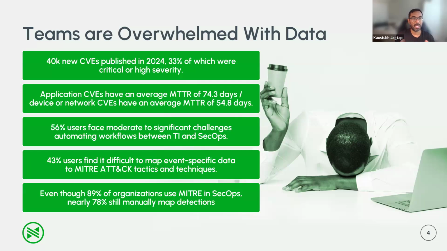On average, any application-related CVE took about 74 days to remediate, and a network CVE took about 55 days to remediate. This is from being detected and reported to you actually taking action against it. There has been a huge challenge where more than 50% of users are facing significant challenges taking TI and operationalizing it in their SecOps environment. And even though 89% of organizations use MITRE in their SecOps environment, 78% of MITRE tactics and techniques still need to be manually mapped.